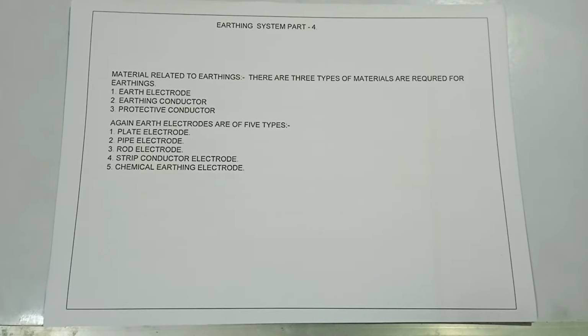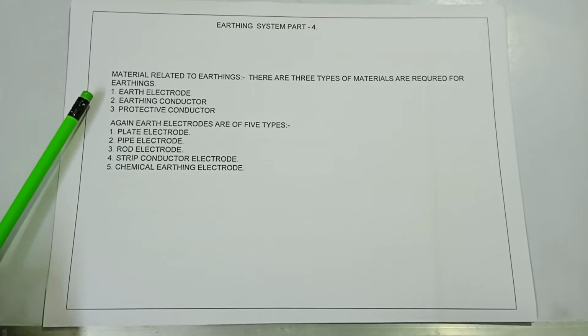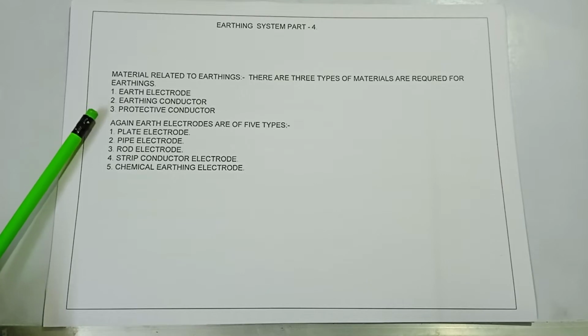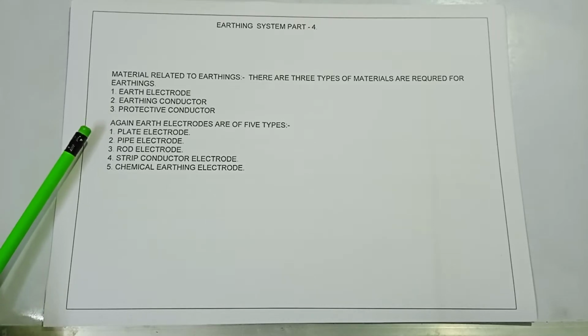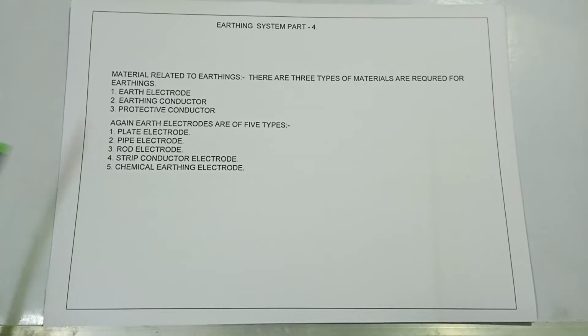Today I am going to discuss earthing system part 4. Let's start. Material related to earthing. There are three types of materials required for earthing. One, earth electrode. Second, earthing conductor. Third, protective conductor. Again, earth electrodes are of five types. First one, plate electrode. Second, pipe electrodes. Third, rod electrodes. Fourth, strip conductor electrode. Fifth, chemical earthing electrodes.